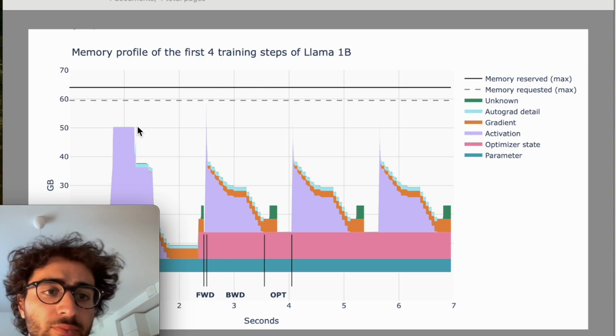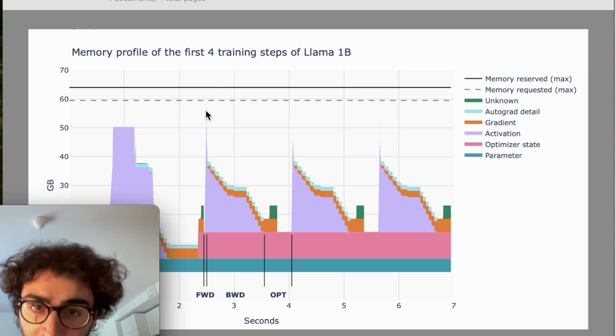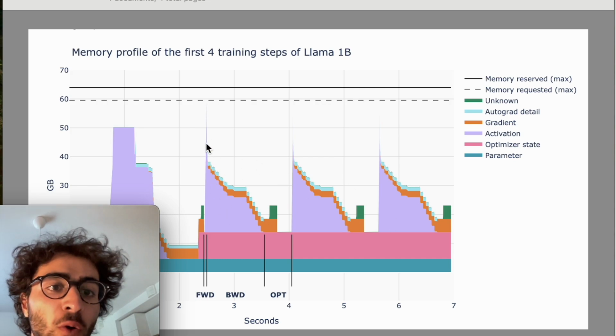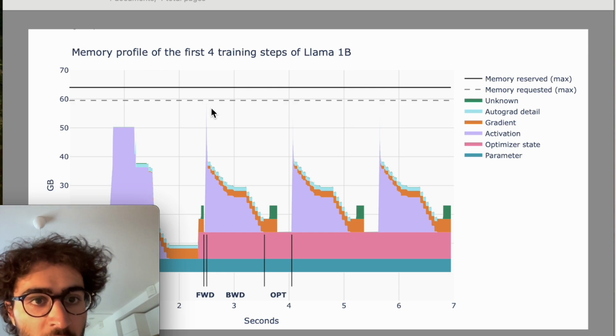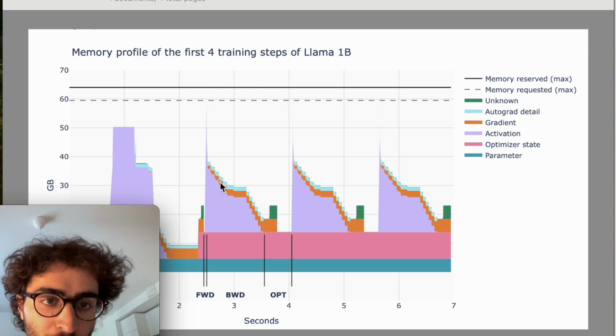And first of all, you notice that each forward pass leads to a spike in activations in the second, third, and fourth, which makes sense. When we do a full forward pass, right before we start backpropagation, the activations that are stored are at their max, and they slowly decrease.